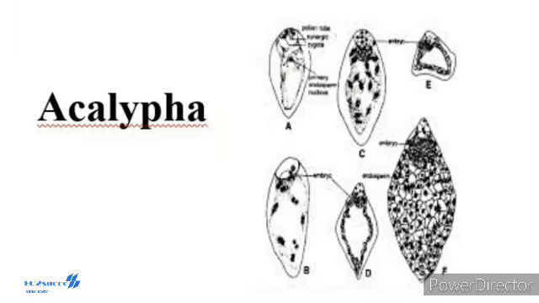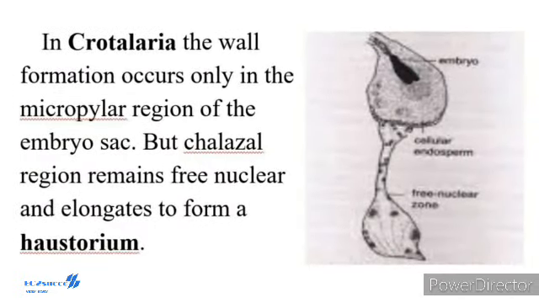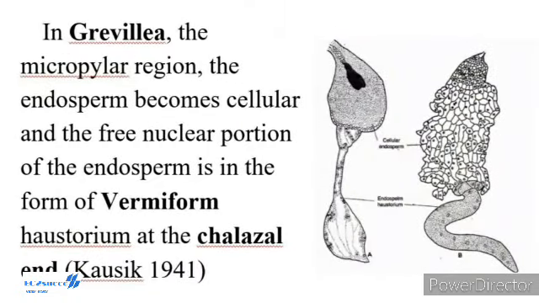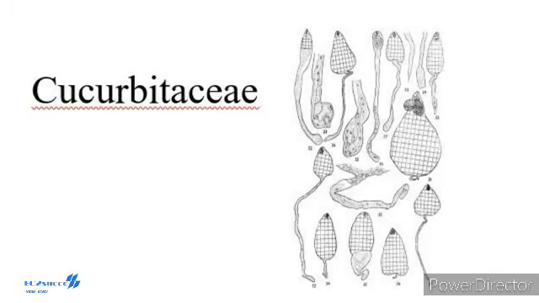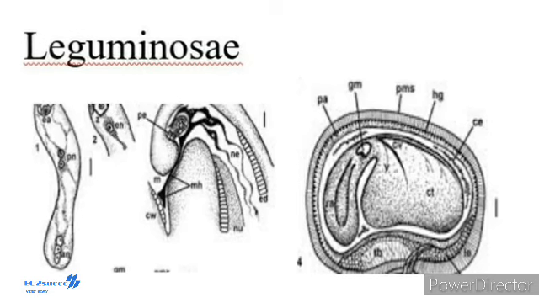In Acalypha, the endosperm becomes cellular completely. In Crotalaria, the wall formation occurs only in the micropylar region of the embryo sac, but the chalazal region remains free nuclear and elongates to form haustoria. In Grevillea, in the micropylar region the endosperm becomes cellular, and the free nuclear portion of the endosperm is in the form of a vermiform haustorium at the chalazal end, as given by Kaushik in 1941. Nuclear endosperm haustoria are reported in several members of families like Cucurbitaceae and Leguminosae, etc.